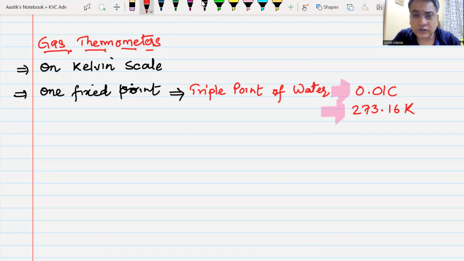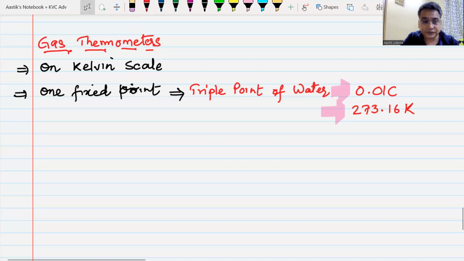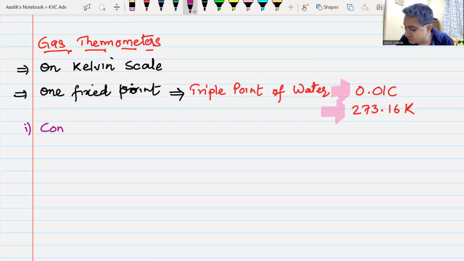So for all these thermometers based on gases, the fixed point is the triple point of water, and that is given the value 273.16 Kelvin. Do we understand this? Here also we have two types of thermometers. We have the first type, which is known as constant pressure gas thermometer. Here the pressure of the gas is taken as constant.